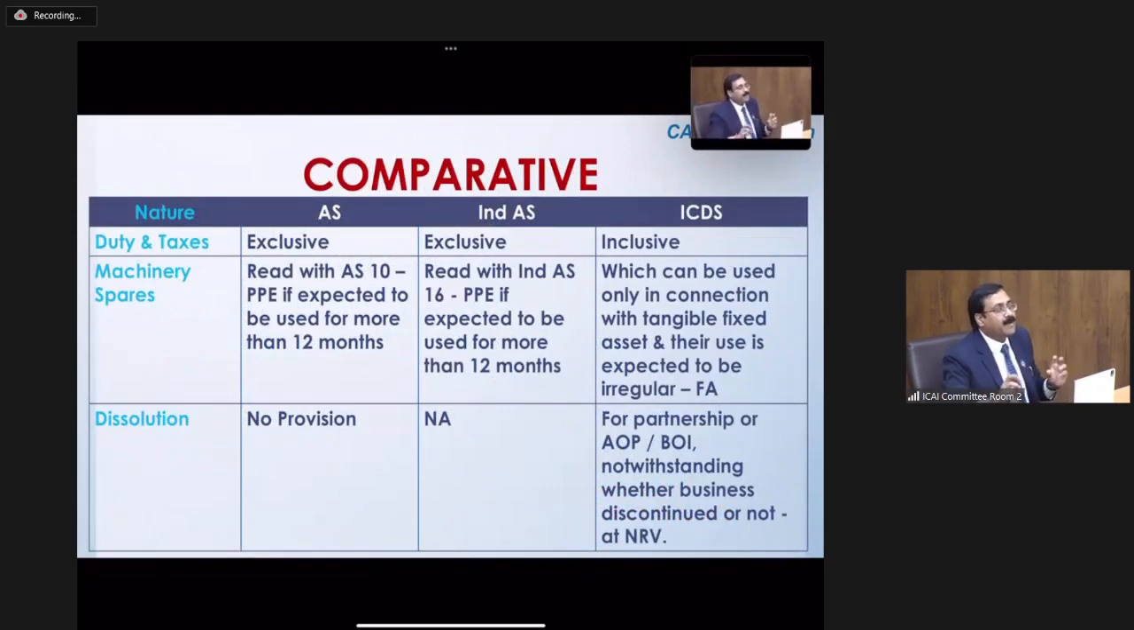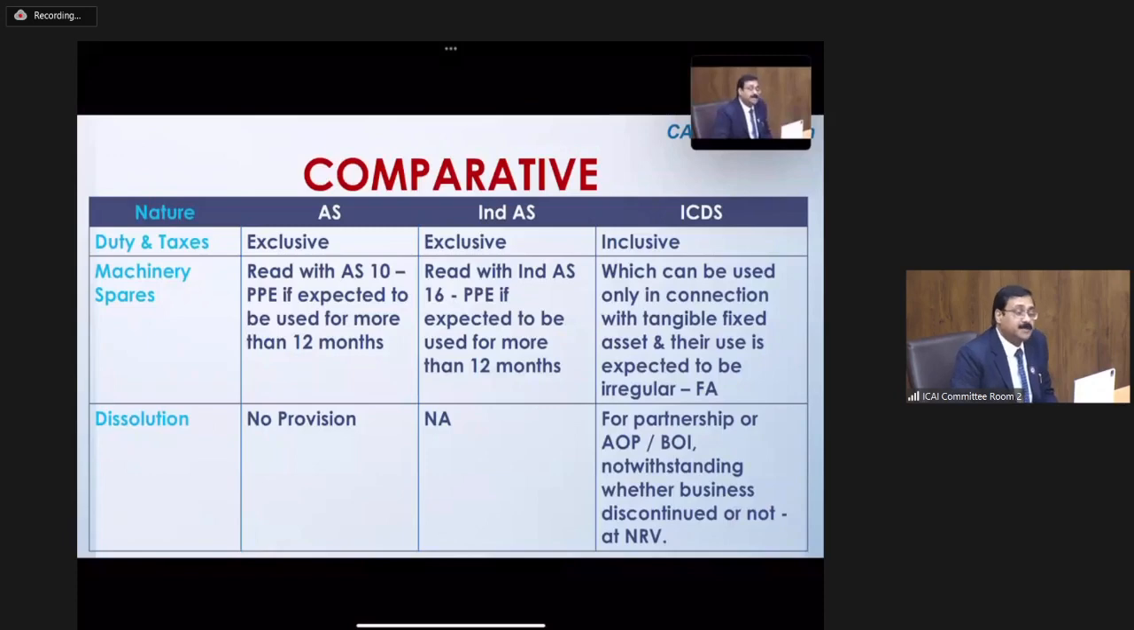If I try and compare the three standards, the accounting standard, the Ind AS, the ICDS. One of the things which everyone, a chartered accountant in practice or even in the industry, knows is that regarding the duties and taxes, the AS and Ind AS say that it has to be the exclusive method, that you don't have to include the duties and taxes in the inventories. But ICDS says it has to be inclusive. And therefore, we know that there is section 145A and there is a disclosure in TCD. There is a tax audit guidance note where the institute has given the example that the net effect is nil. But as per the standard, exclusive method is to be there for the AS as well as Ind AS. For ICDS, it is inclusive.